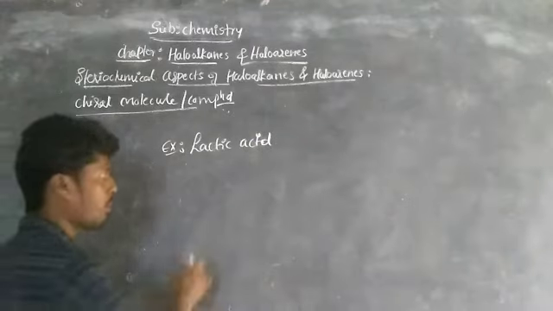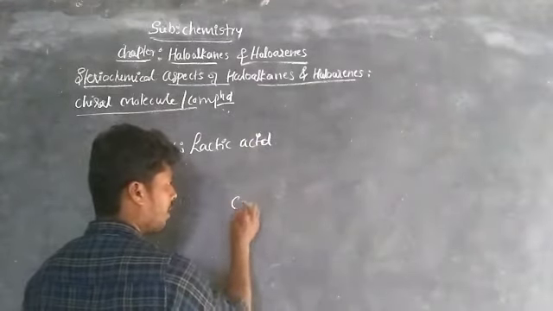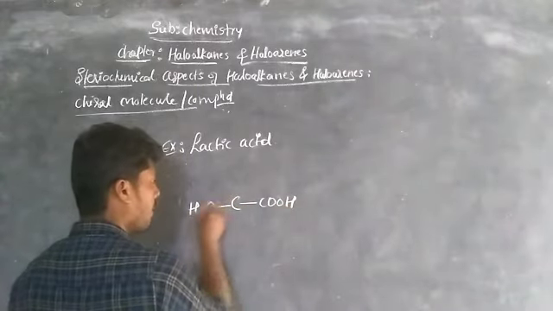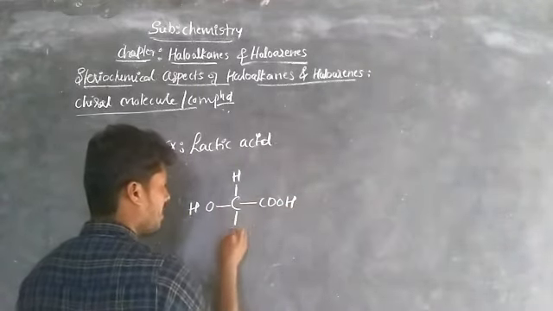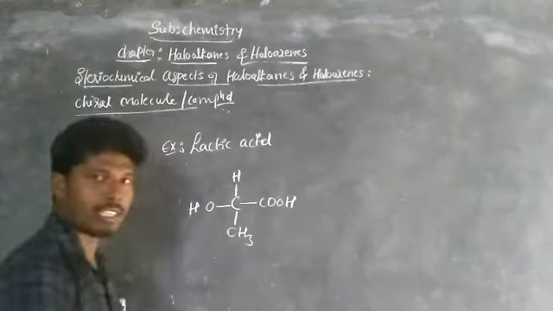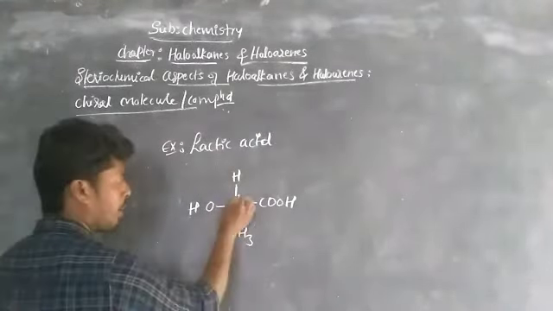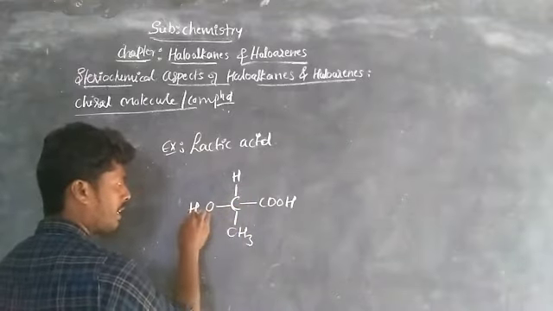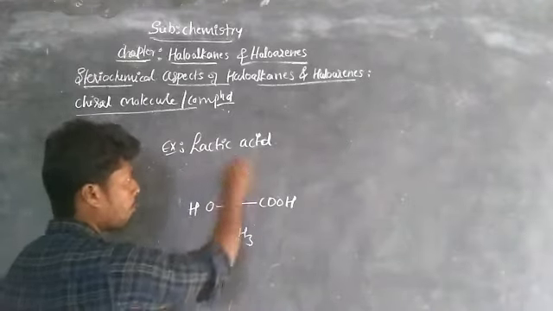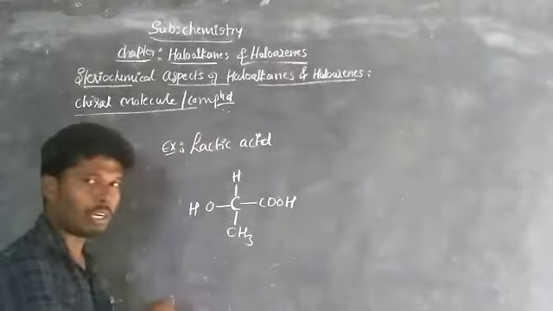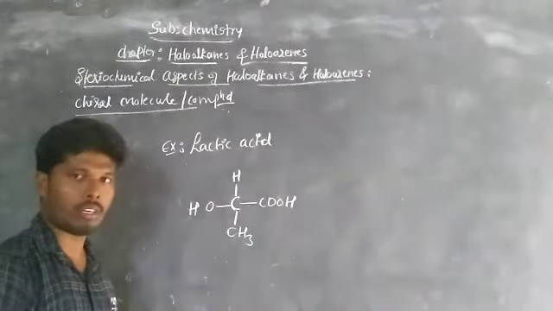So here observe the structure of lactic acid: a carbon containing a COOH group, an OH group, hydrogen, and CH3. So this is the structure of lactic acid. Now here the carbon contains 4 different groups, right? Hence the compound we call a chiral compound. If we call this a molecule, we call it a chiral molecule, right?